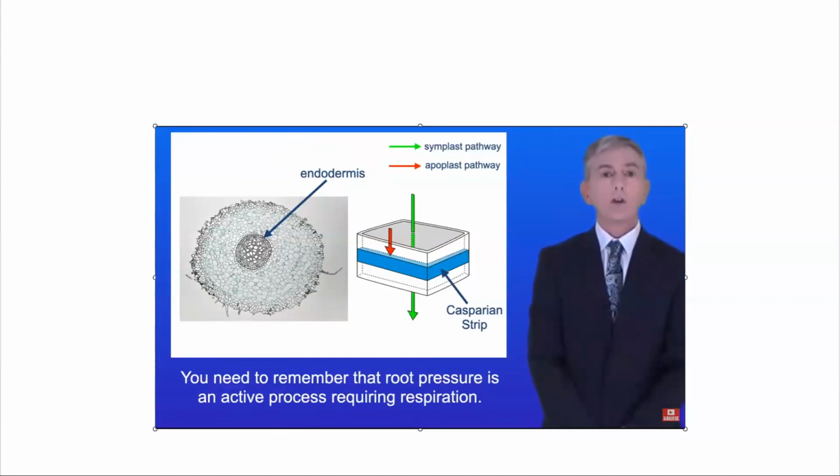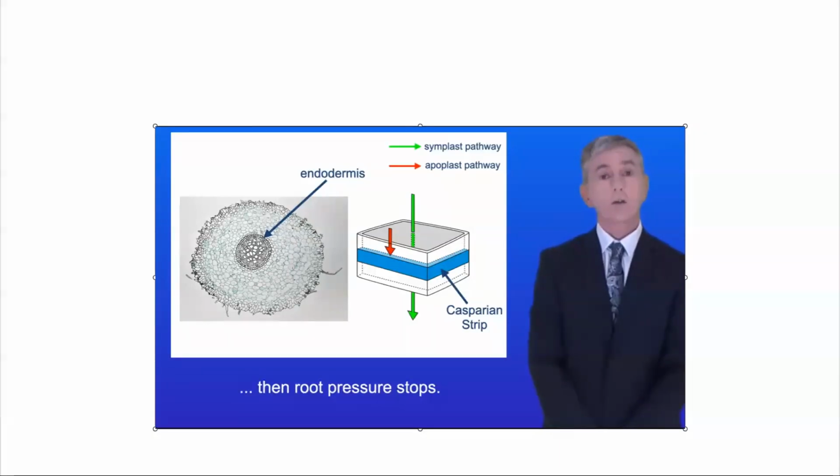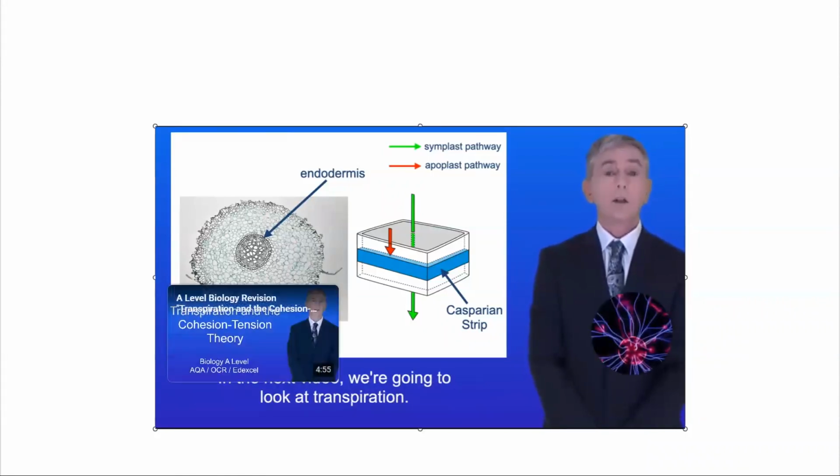Now, you need to remember that root pressure is an active process requiring respiration. If we inhibit respiration by using a metabolic poison such as cyanide, then root pressure stops. Root pressure also stops if we prevent aerobic respiration by excluding oxygen. In the next video, we're going to look at transpiration.